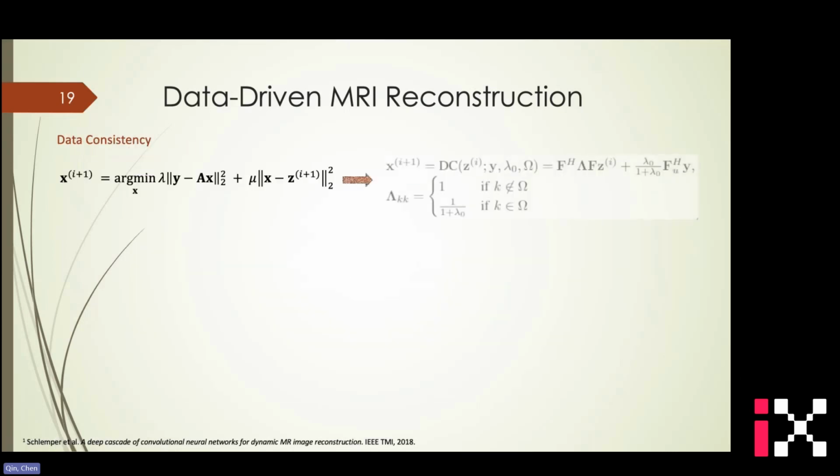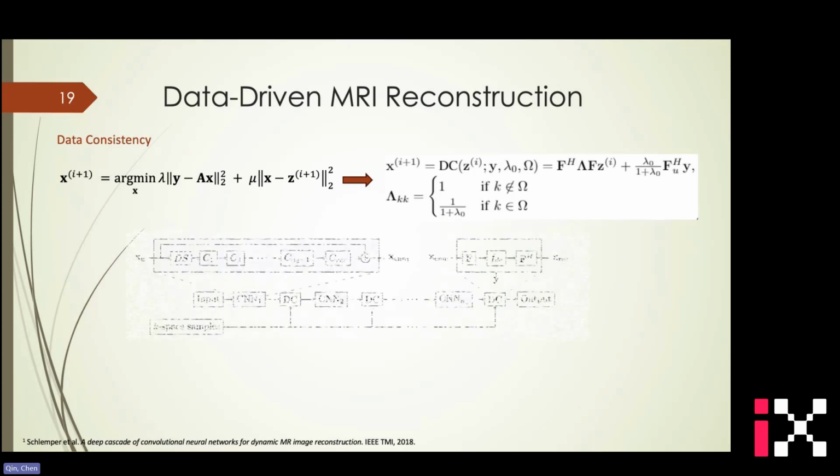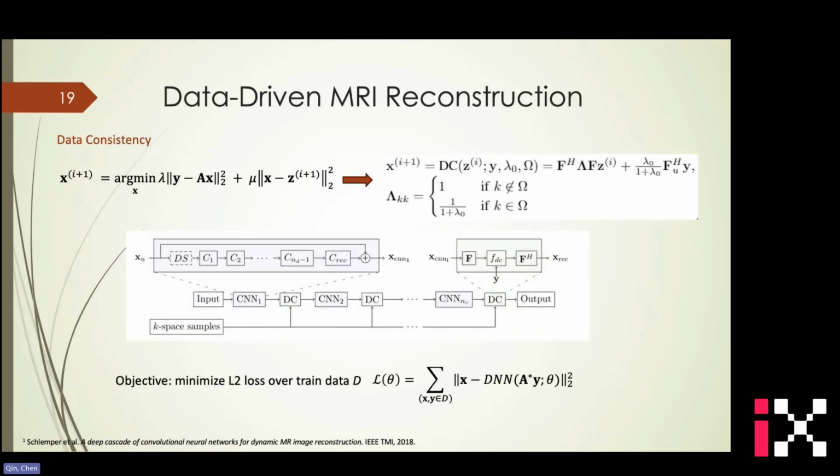And then for the data consistency, the first work we have been doing is on single-coil acquisitions. To make it simple to understand, we can derive a closed-form solution by simply calculating the gradient and setting it to 0. Because it's closed form, we can explicitly embed it into a deep neural network like we have demonstrated, similar to the previous slides.